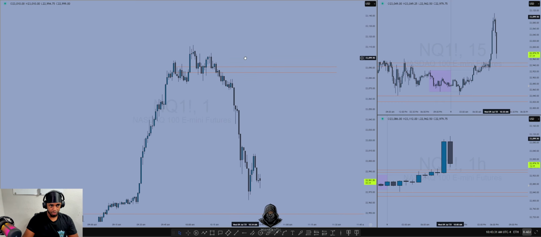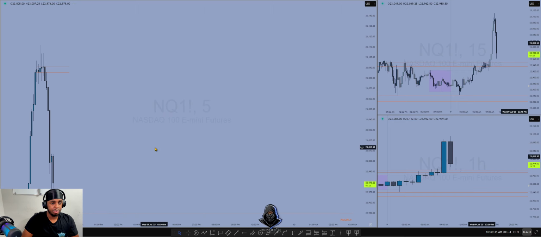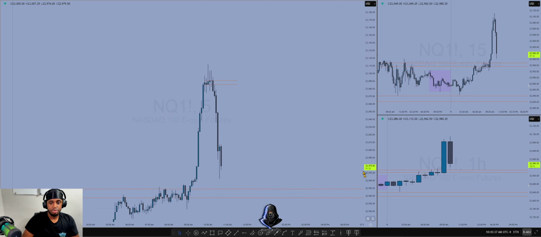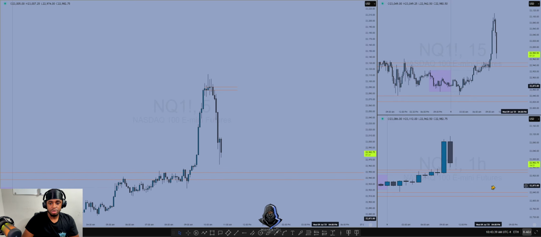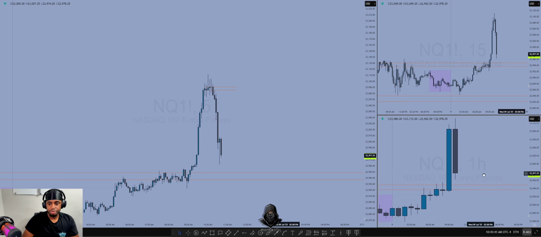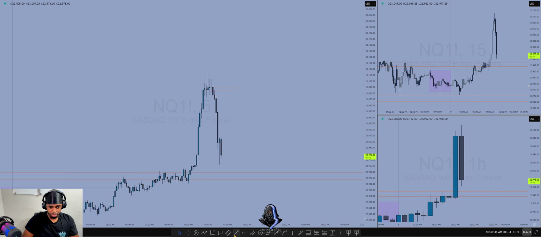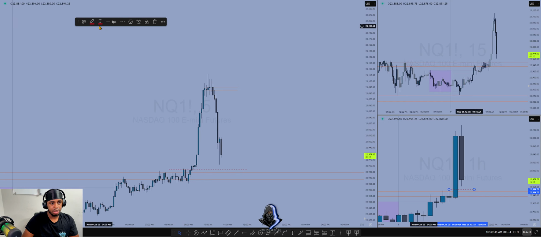So gotta measure what you're looking for. Don't just take it just because it's there. They get caught up. It's going to close in the imbalance. It's there. Get that yellow.